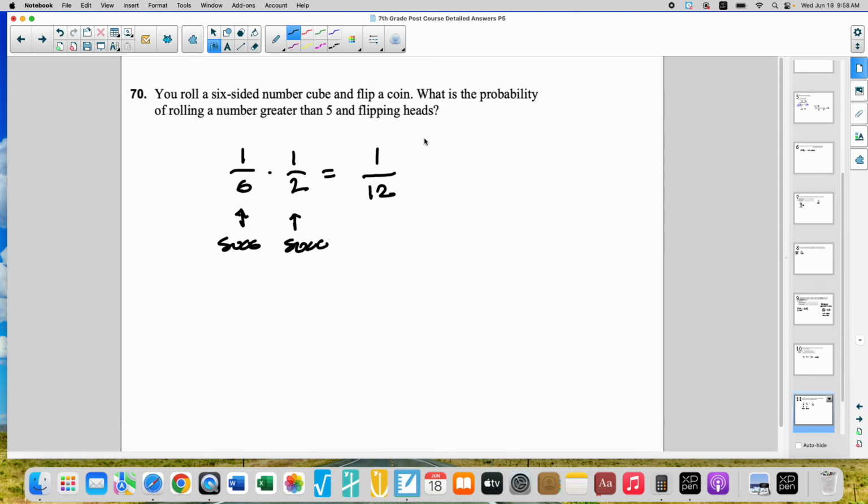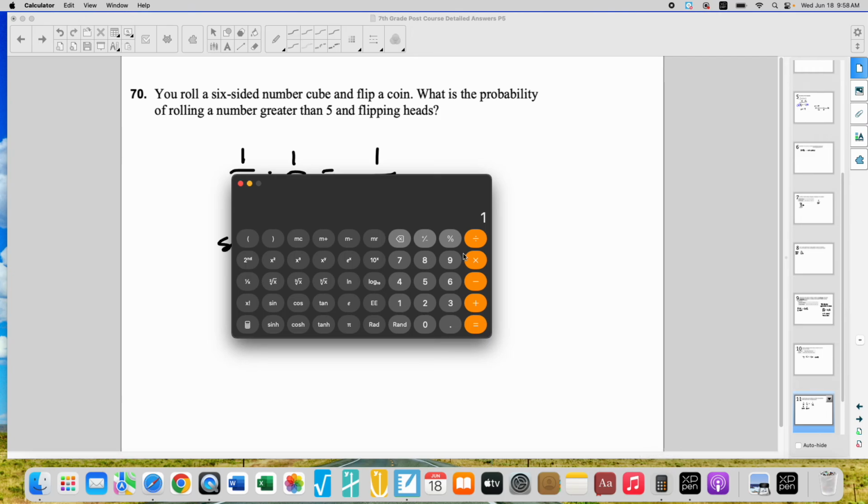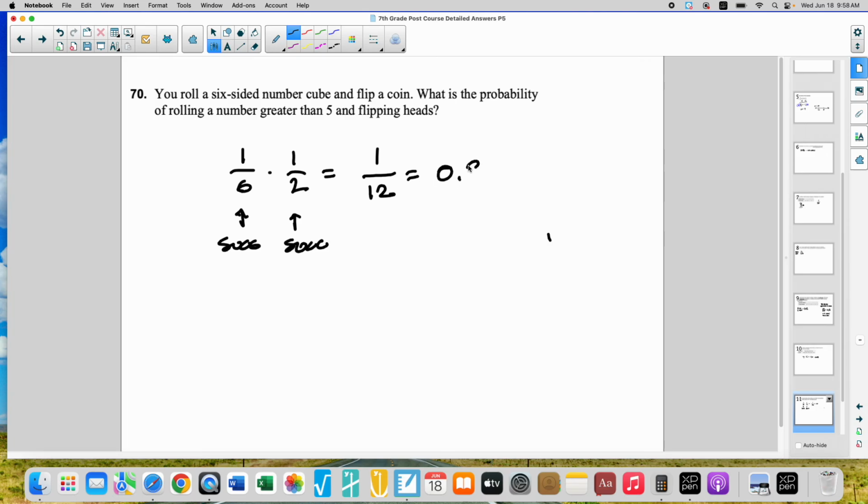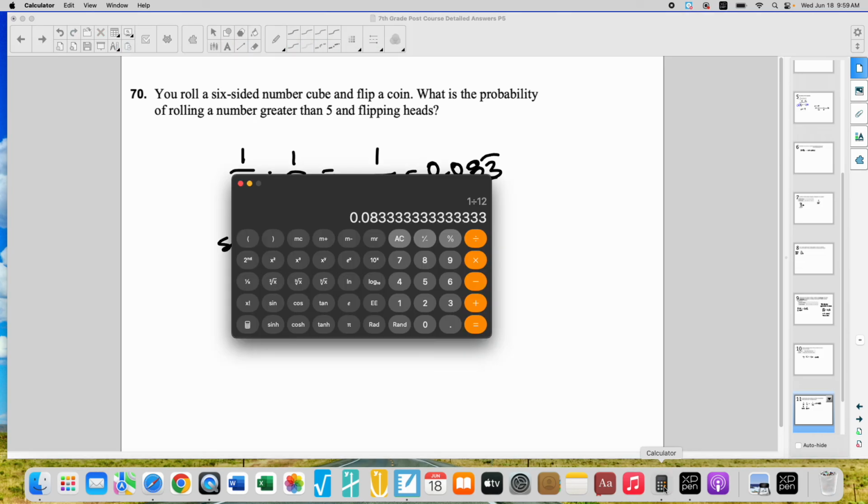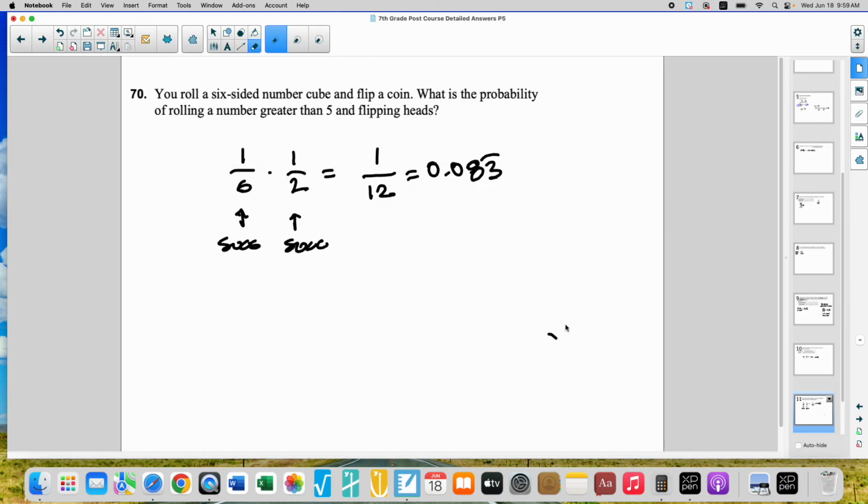I don't know if they want a percentage. Let's see. Well, yeah, they say that. Let's do the math. 1 divided by 12 gives us 0.083. I did that incorrectly at first. So as a percentage, move the decimal, that's 8.3 repeating percent chance of success.